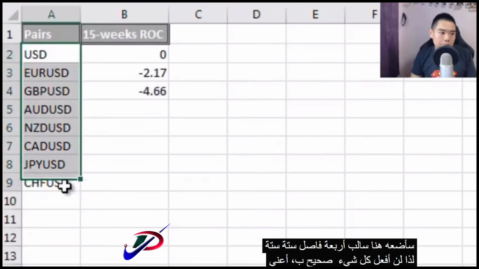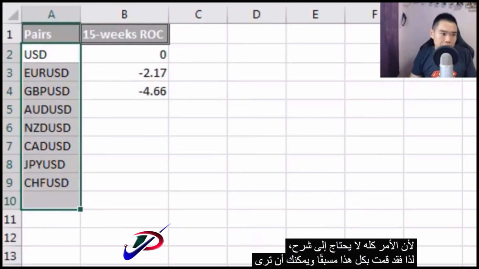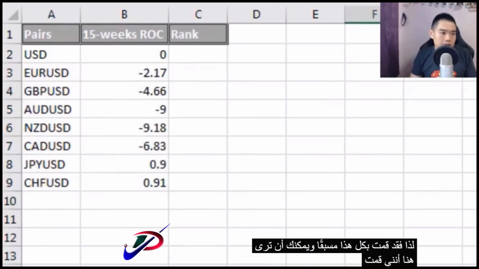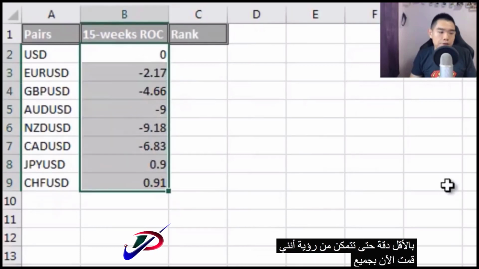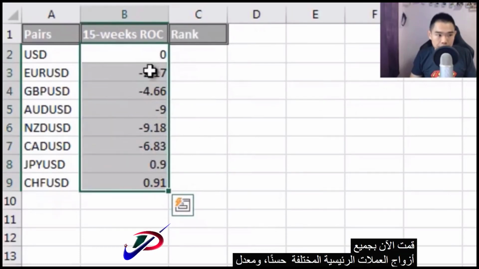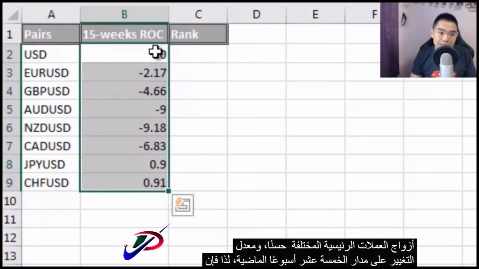I'm not going to do all of them, because it's all quite self-explanatory. So I've done this all ahead of time. And you can see over here, I've done the list. You can see that right now, I've done all the different major currency pairs and their rate of change over the last 15 weeks.